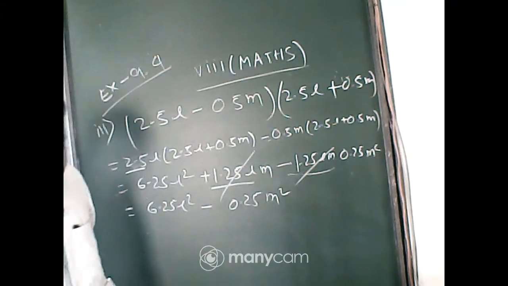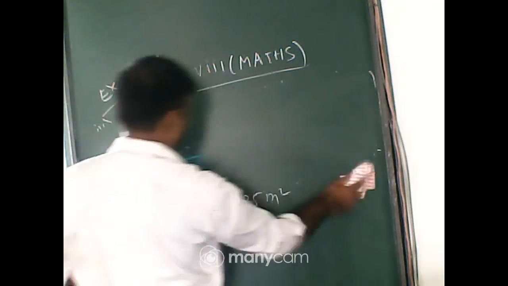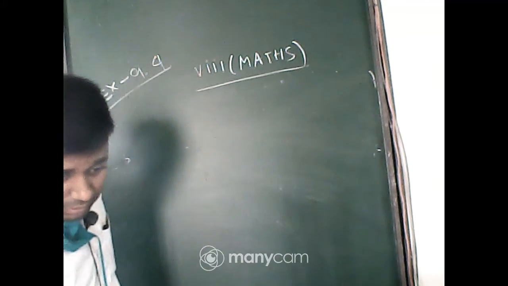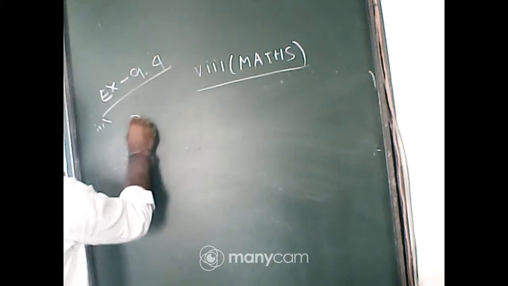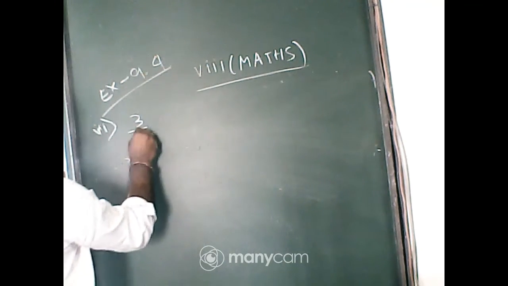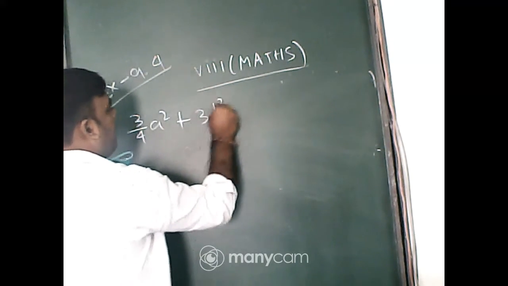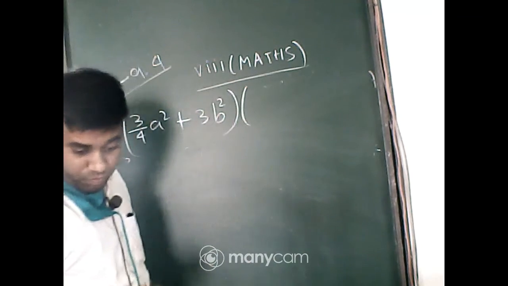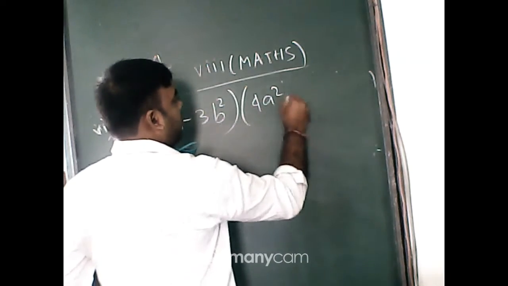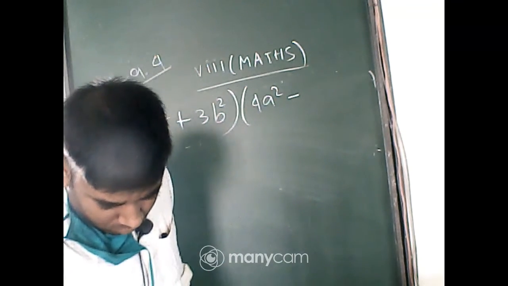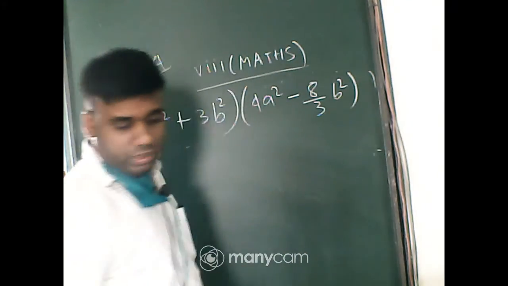Next, question number 6. Solve it quickly. Yes, a square minus b square, a plus b into a minus b. That is 3 by 4 a square plus 3b square into 4a square minus 8 by 3b square. Quickly do it.